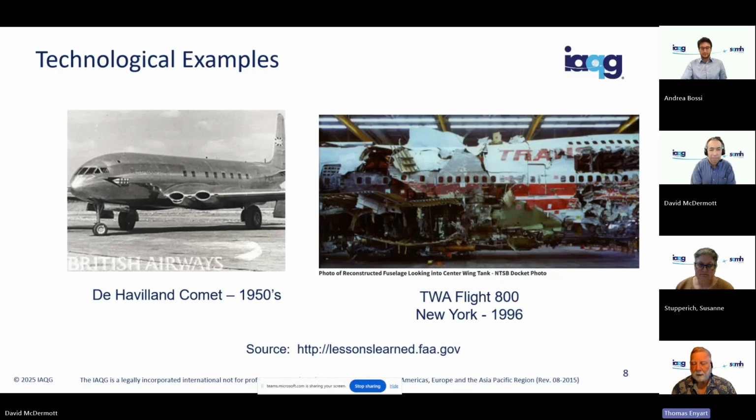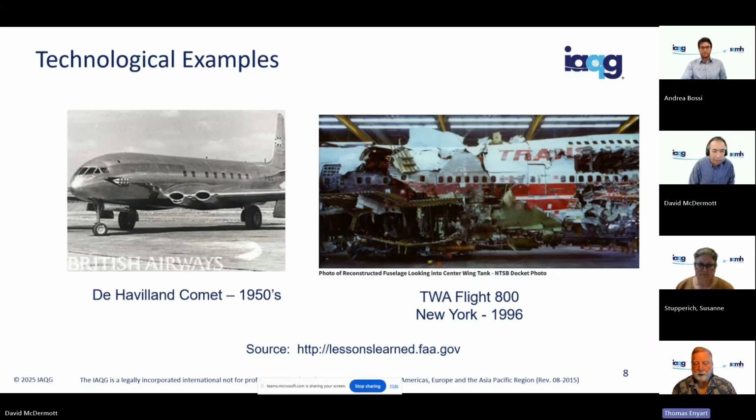The most likely root cause of the explosion was a short circuit in the fuel quantity indicating system. The short circuit generated a spark from a damaged wire that ignited the fuel vapors in the center tank. After the investigation, the industry developed the Electrical Wiring Interconnect System, or EWIS, an acronym to indicate the dedicated maintenance procedures for the electrical system and better fuel tank design to avoid the buildup of fuel vapors.